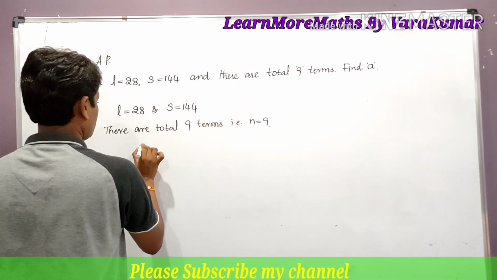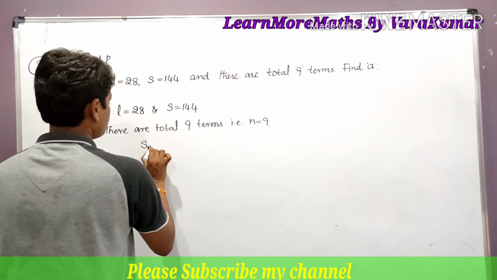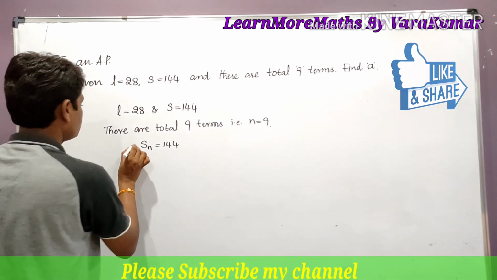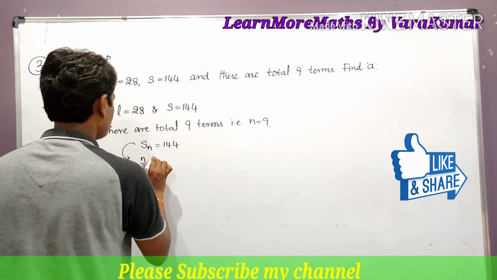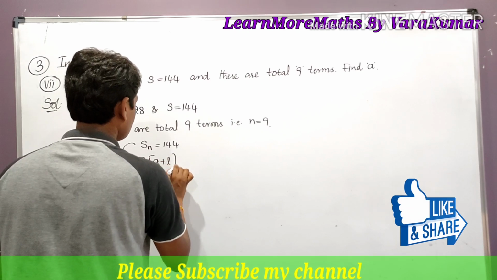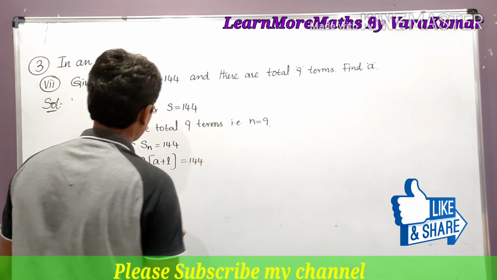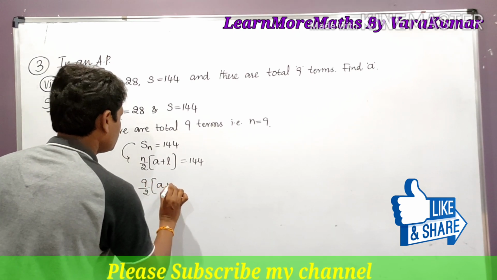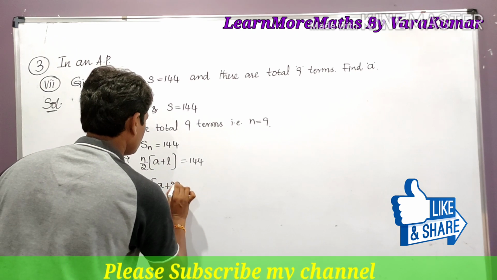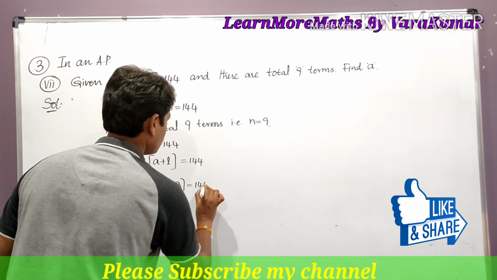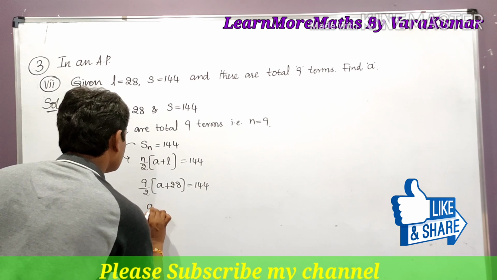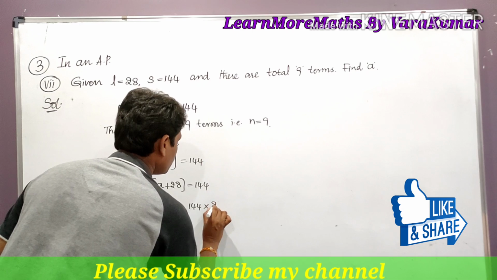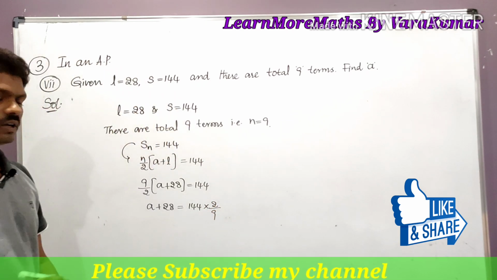So we have Sn is equal to 144, student. Sn is equal to n by 2 into a plus L is equal to 144. Here n is equal to 9, student. 9 by 2 into a plus L, which is 28. Just we have to substitute. 9 by 2 into a plus 28 is equal to 144. So take 9 by 2 to the right side. a plus 28 is equal to 144 into 2 by 9.